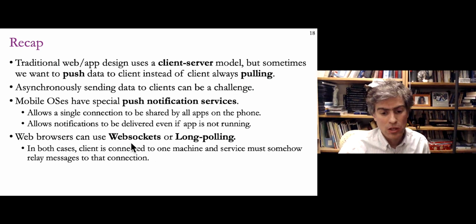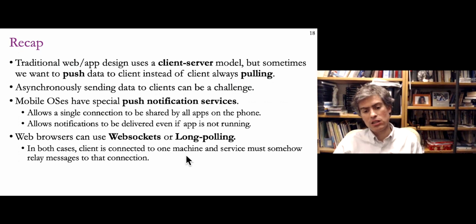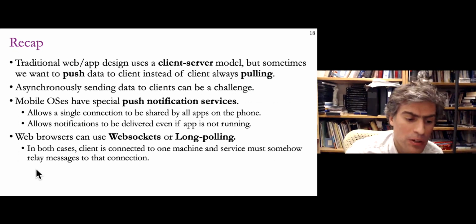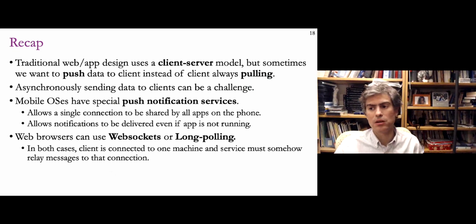On web browsers, we can use WebSockets or long polling to implement push notifications so we can update the UI immediately. In both of these cases, the complication is that your client's actually connected to one machine on the back end, and your service has to somehow relay the message from that one connection to the client. So you end up building a database on your side to store information about which clients are connected to what machines. All right, hope that made sense.